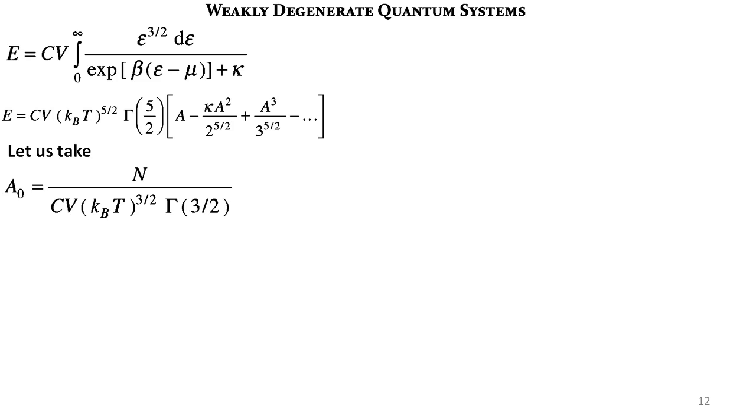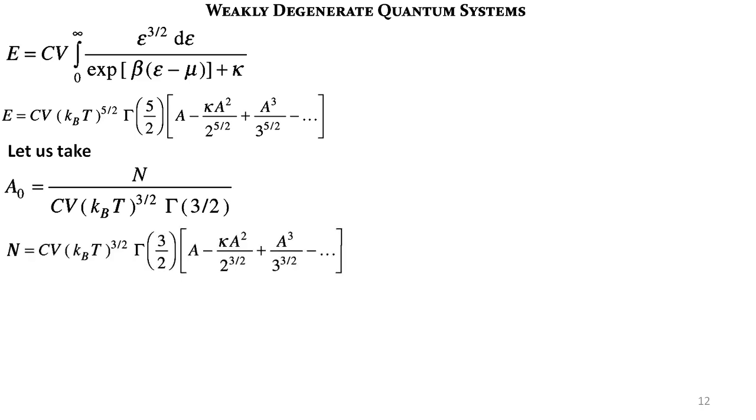Now let us try to interpret our results. Here, let me define a term A naught to be equal to n divided by this. You may be confused, why do we need to define this? Basically, the physics of this lies here. This is our expression for n, correct? Now if I take everything here to the left hand side, what will that be? N divided by CV kBT raised to 3 by 2 gamma 3 by 2. So that's what we have defined here.